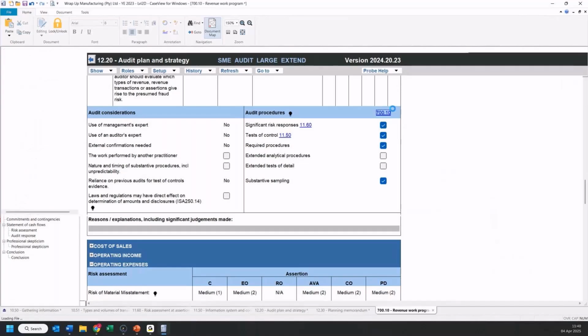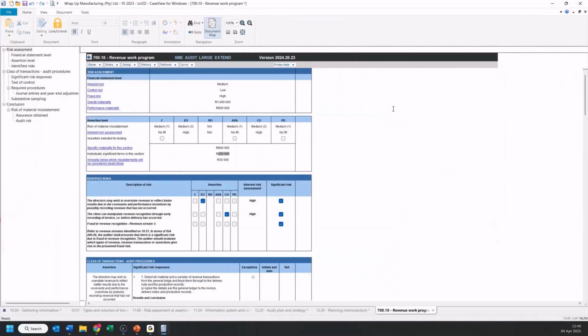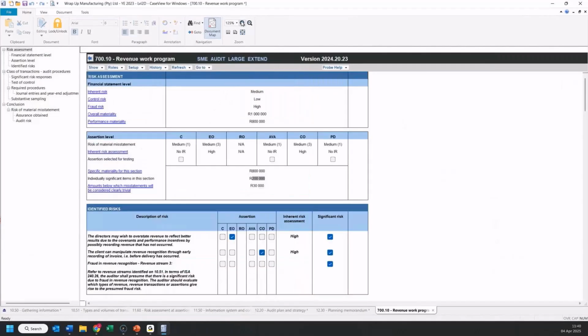Right, again, let's just give a bit of time to get it all done. I'm going to increase the size for you.